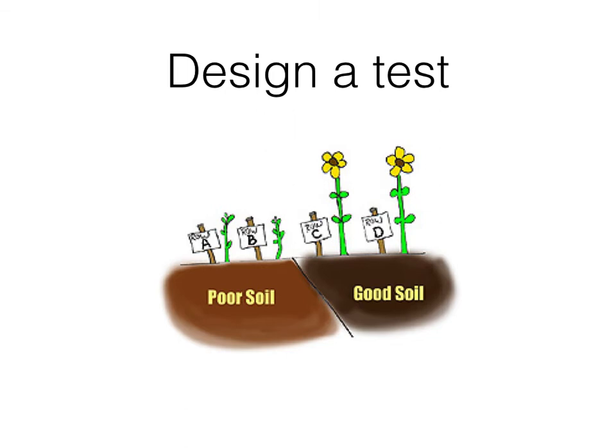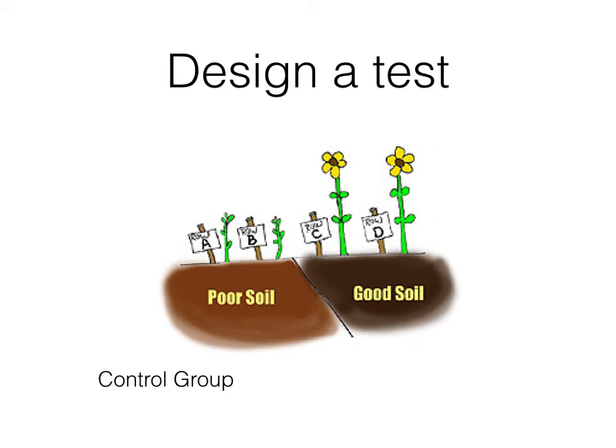Now that we know we are going to only change the soil quality, we can design our test. Our plants will get the same amount of light each day and the same amount of water. However, one group will be grown in poor soil, while the other group is grown in good soil. Notice that we have divided our plants into two groups. The group in the poor soil will be our control group. They will not receive the extra rich soil, just regular, poorer quality soil.